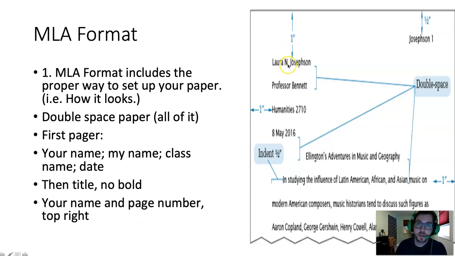On the left-hand side, you should have your name, my name, the course section number, and date you submit the assignment. Next, you should have your title. Then you will start the paper proper and make sure that you are indenting every paragraph.